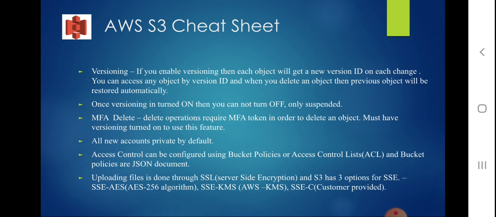And when you delete an object from S3, when the versioning is turned on, then the previous object will be automatically restored, and you can access it, and you can view it. So that gives you durability as well. And once the versioning is turned on, then you cannot turn it off, only suspend it. So make sure while you are turning on versioning on the bucket, you cannot turn it off, it can only be suspended.